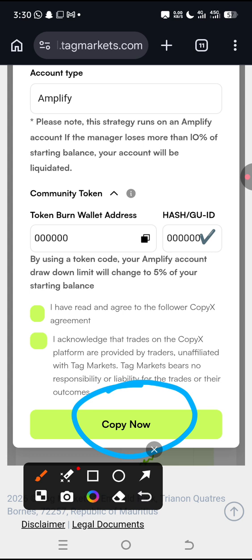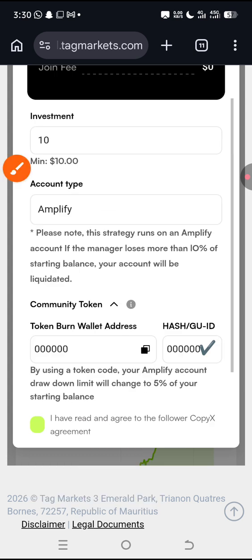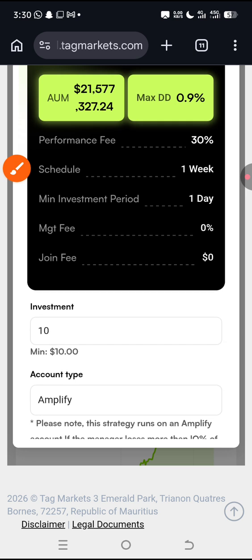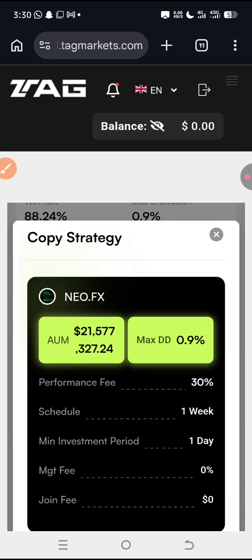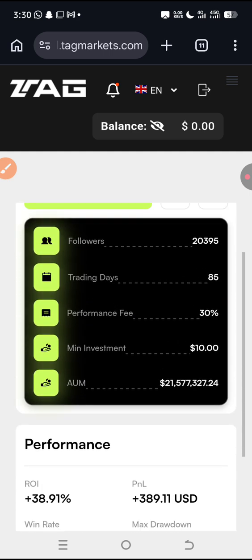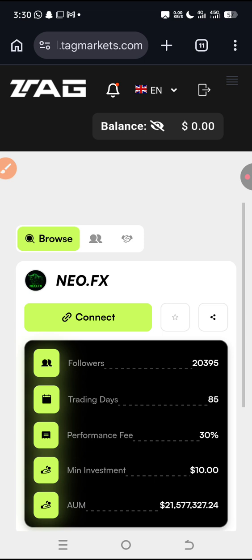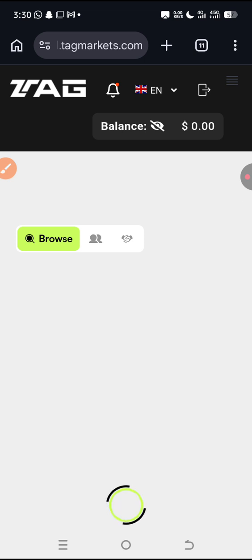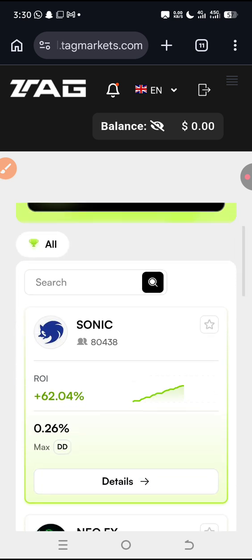There is no fund in this account, so there's no need to click copy now. Immediately you click copy, you are in. That's it. You've started trading. Anytime those guys trade, your account would also keep trading. So you get profit when they're getting profit. You can also go back and probably go for Sonic.